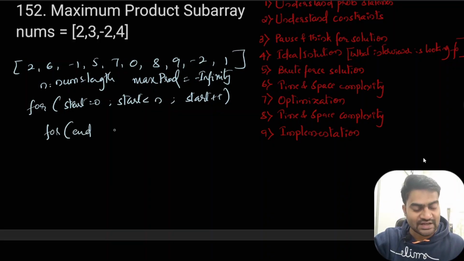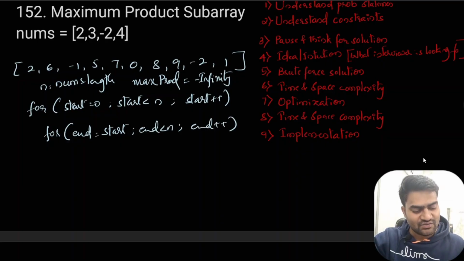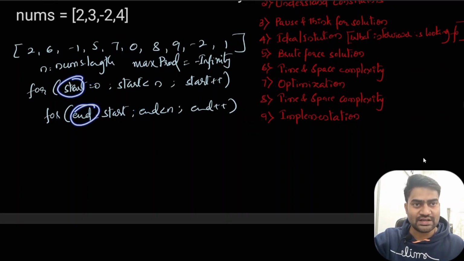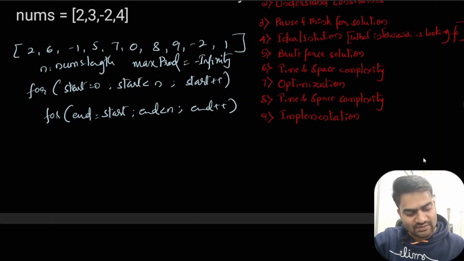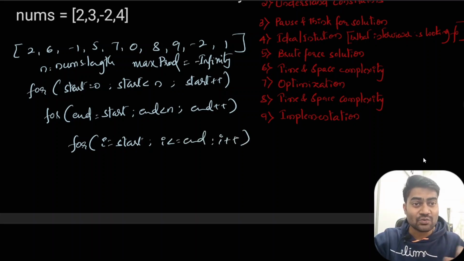With that, now I will take another loop. This is our end pointer. Our end pointer always starts from our start pointer, wherever the start pointer is. Then end less than n, end plus plus. Whatever is there between our start and end pointer, those two pointers basically form our subarray. Now I will take another for loop: for i equal to start, i less than or equal to end, i plus plus. This will iterate over the subarray.